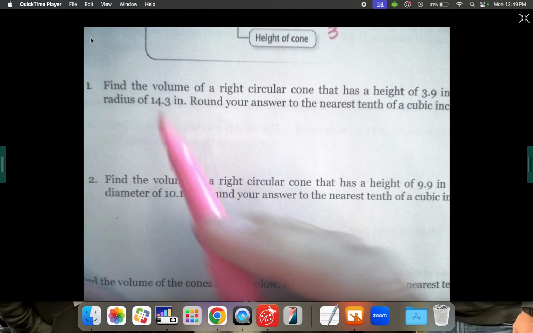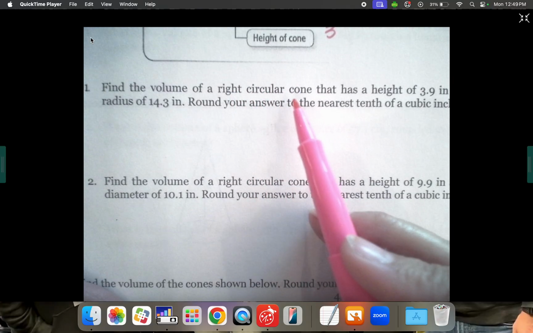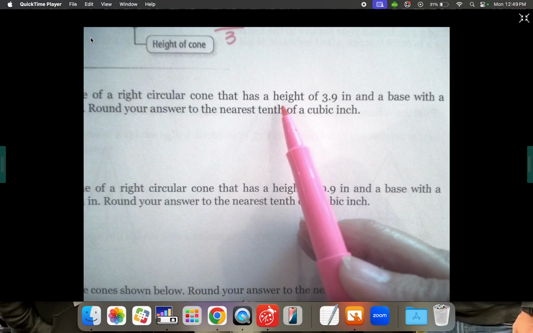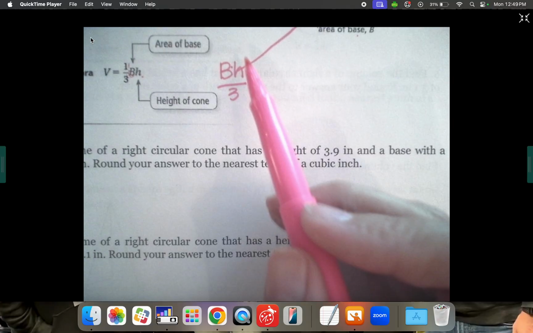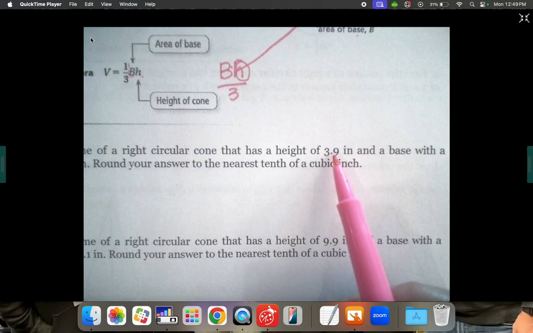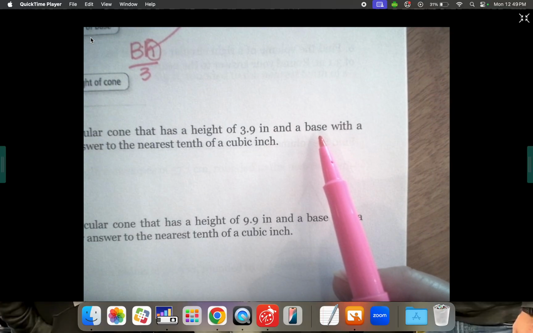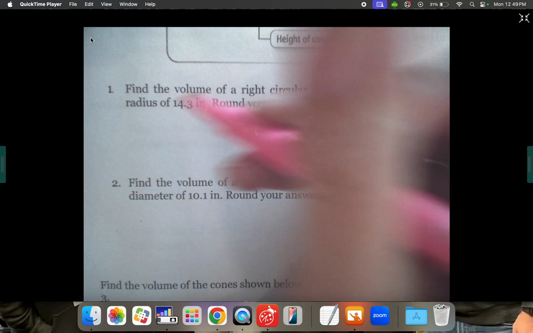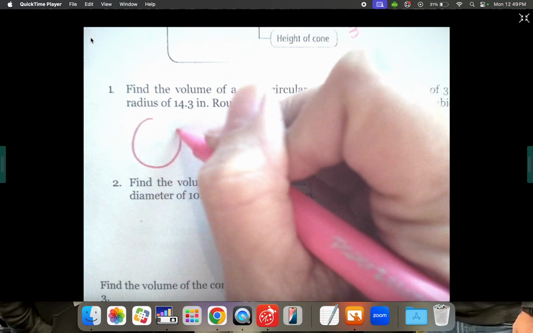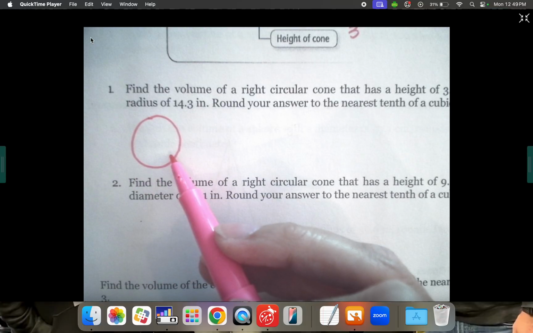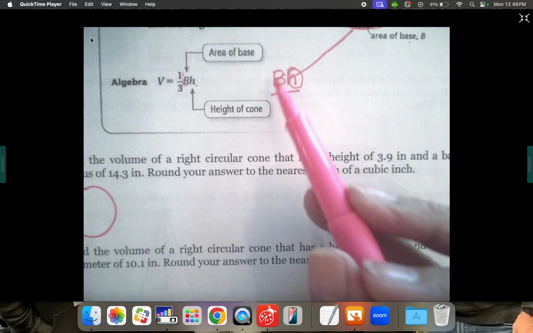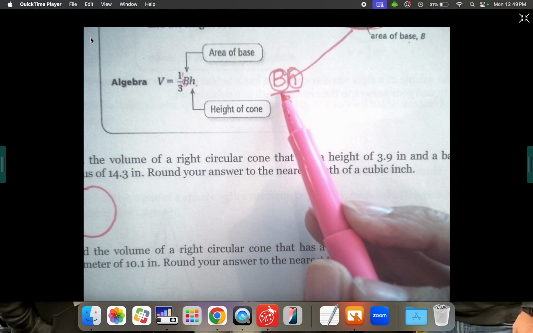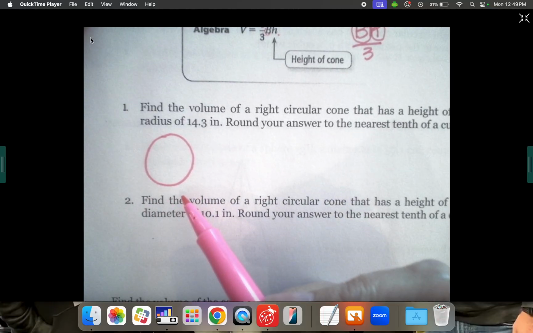Let's go down and find the volume of a cylinder cone, a right cylinder cone that has a height of 3.9. We're going to hang on to that height for just a minute, and it has a base with a radius of 14.3. I'm going to review really quickly with you how to find the area of a circle, because you need to find that. That's what our capital B is. It's the area of the base, which is a circle.